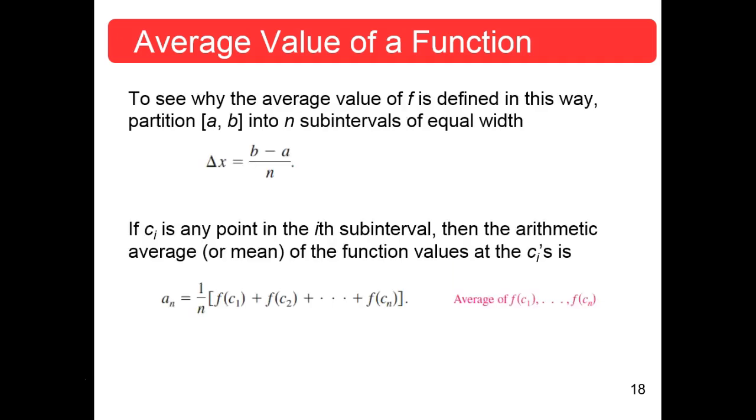Okay. To see why the average value of F is defined that way, partition A to B into n subintervals of equal width. We thought we were through with this, didn't we? The delta x is B minus A over n. If C sub I is any point on the ith subinterval, then the arithmetic average, or the mean, of the function values at the C's is, now, I kind of regret they use A sub n. They did it because it's the arithmetic average, or the mean.